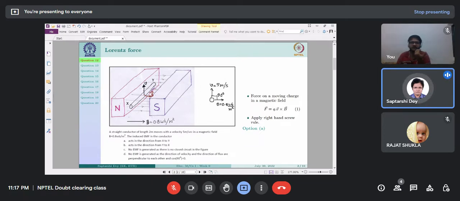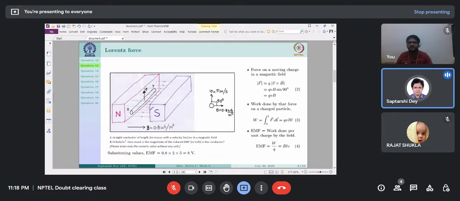So basically what is happening is that if I consider a positively charged particle inside the conductor, it is experiencing a force along my thumb. So it will try to move from X to Y. Hence the EMF will be in this direction. So here the option A will be correct.